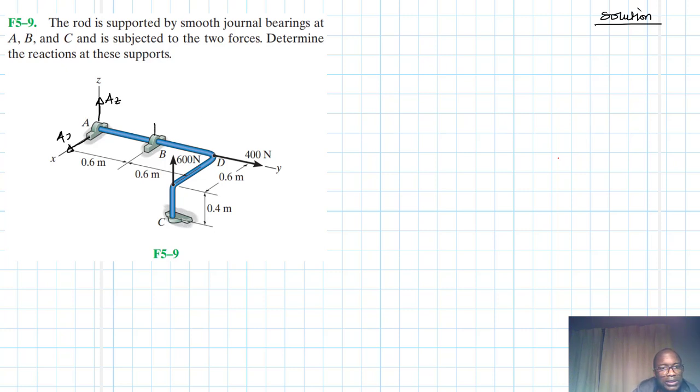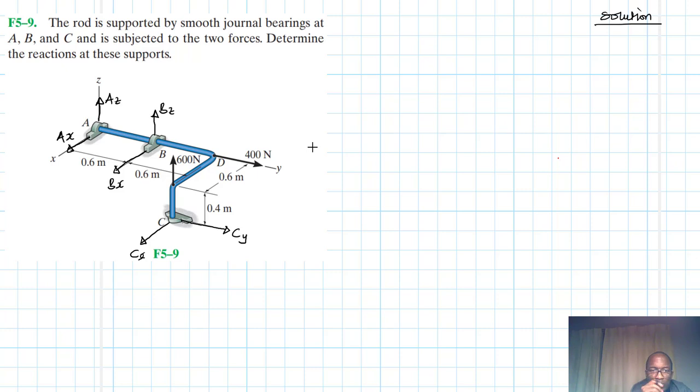We expect a reaction here of BZ, and then on this side you expect BX. Then here you expect a reaction in this direction, which is CX, and then you expect another reaction in this direction, which is CY. All right, so you have all those reactions that I've just indicated. This is AX. You have all those reactions.